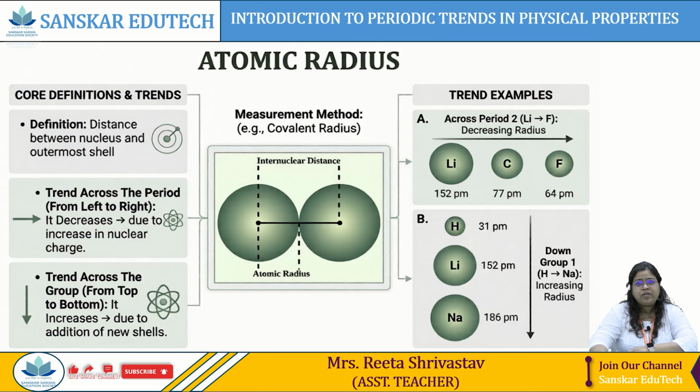Now students, we will move towards the next topic, that is atomic radius. The atomic radius is basically the distance between the nucleus and the outermost electron of the atom, as you can see in the diagram also. Now the trends across the group and across the period. Across the period, we move from left side to right side of the periodic table. In atomic radius, as we move from left to right, it decreases, and if we move from top to bottom down the group, it increases. This happens due to the addition of a new shell.